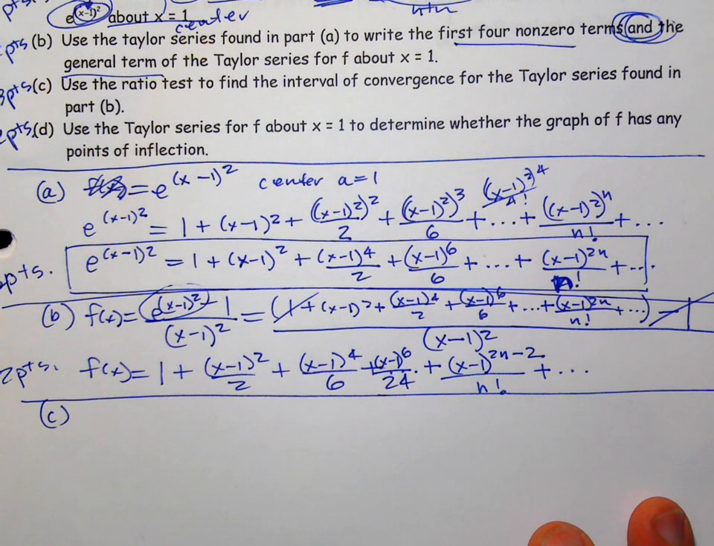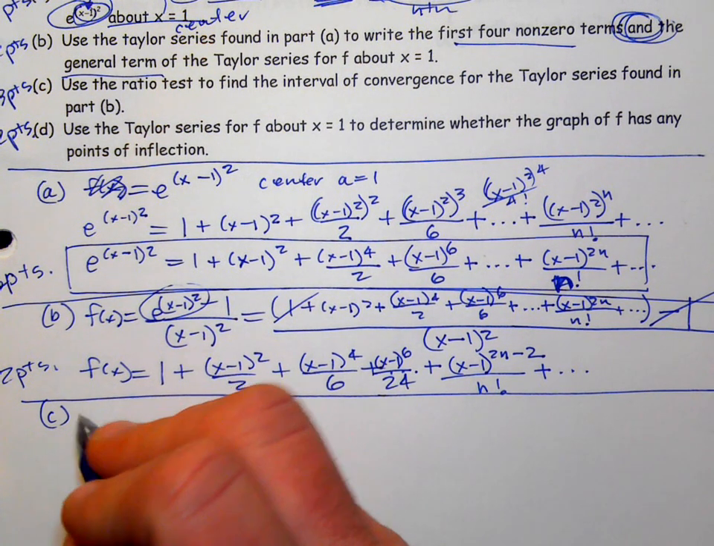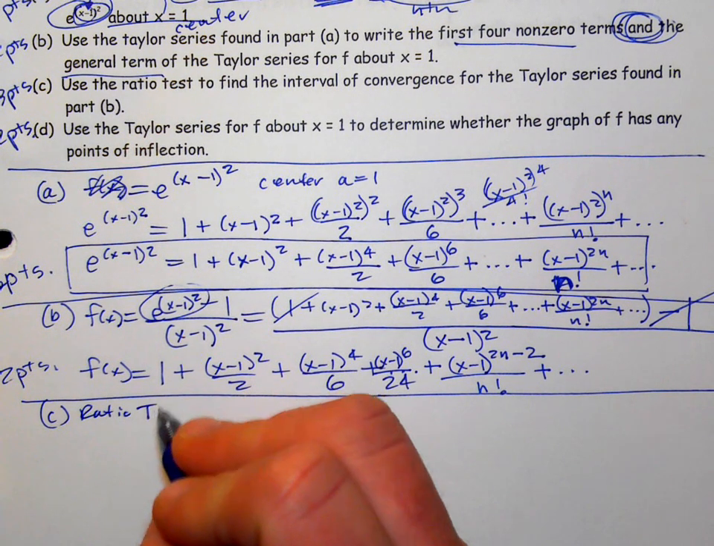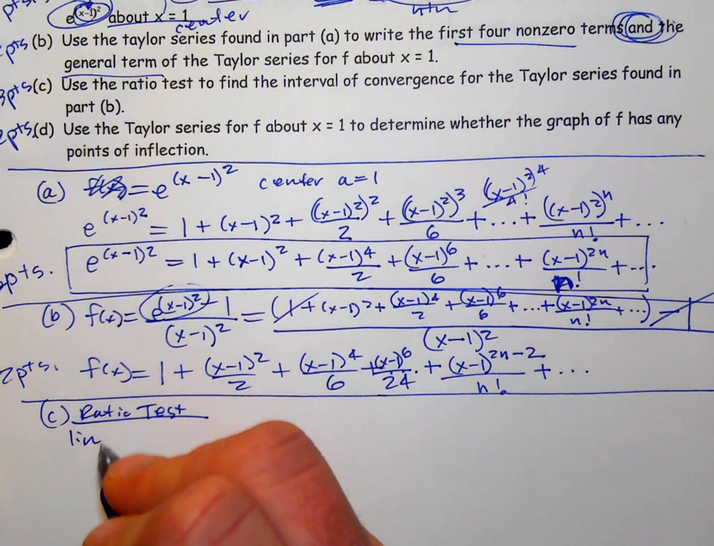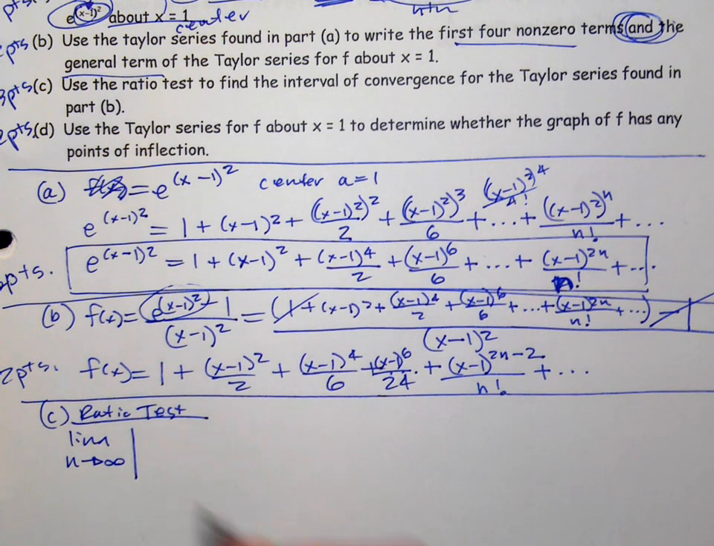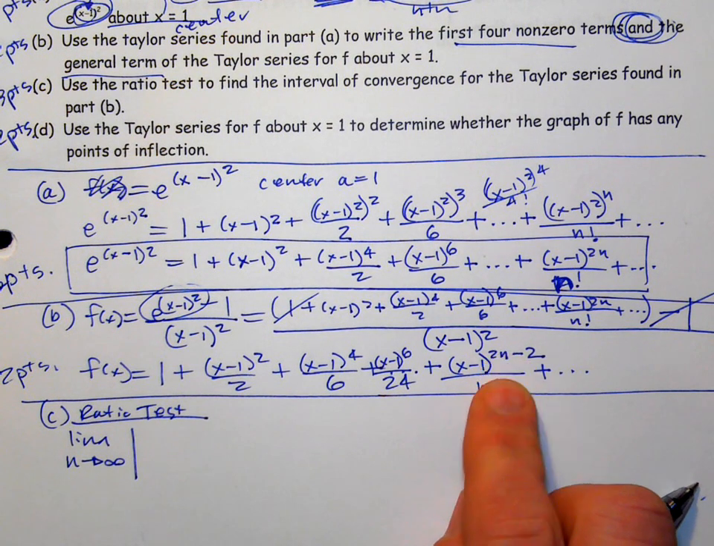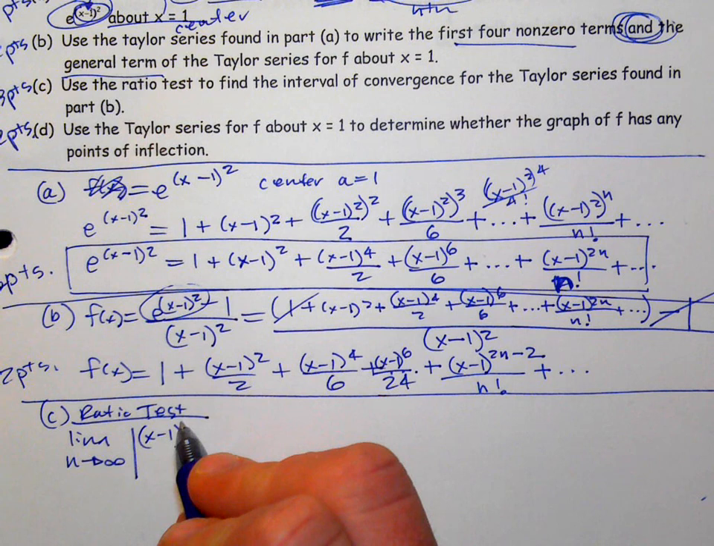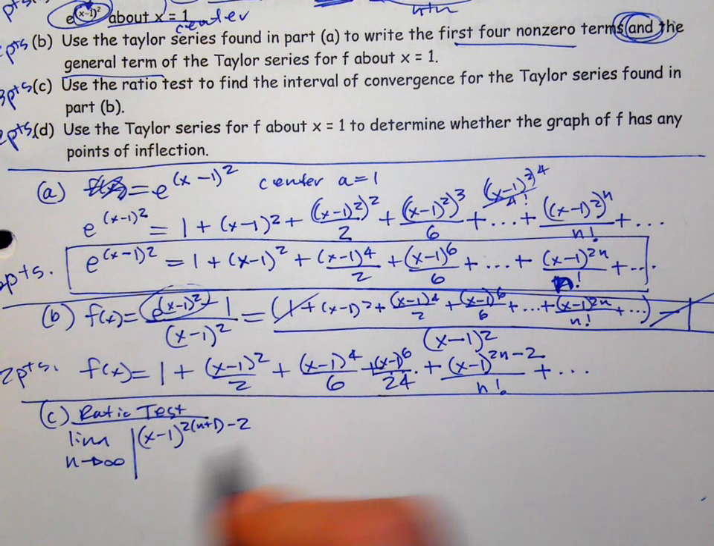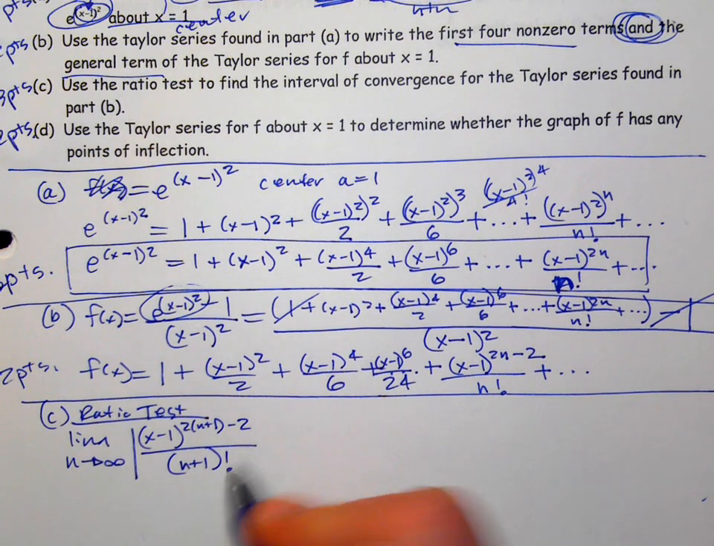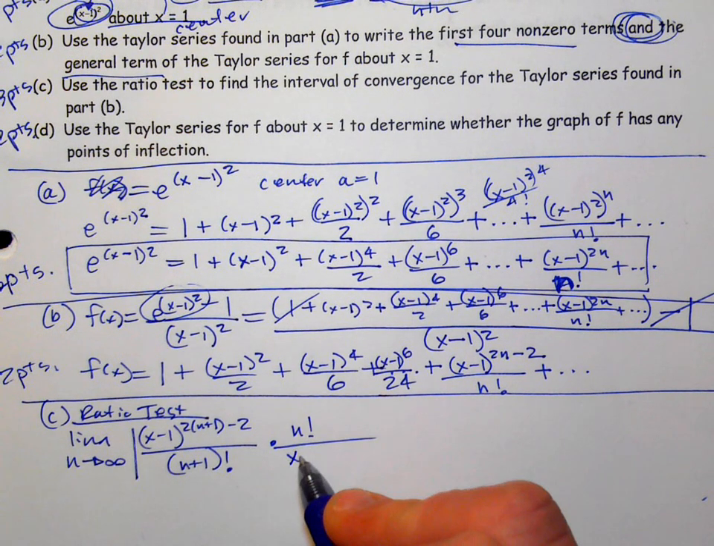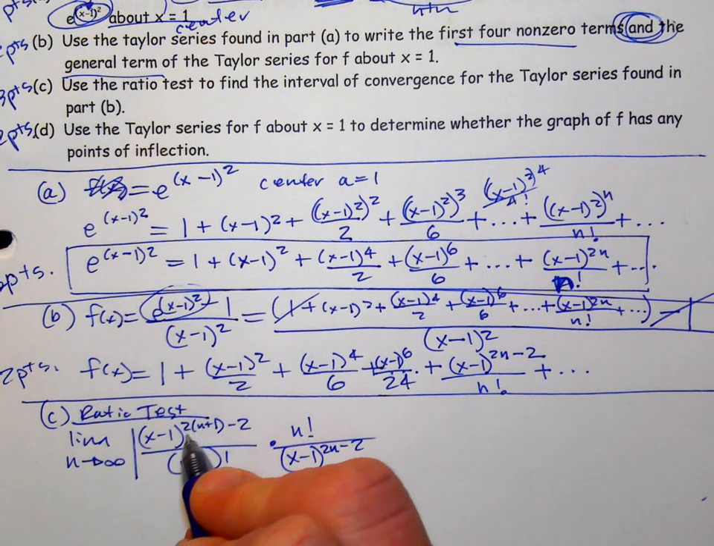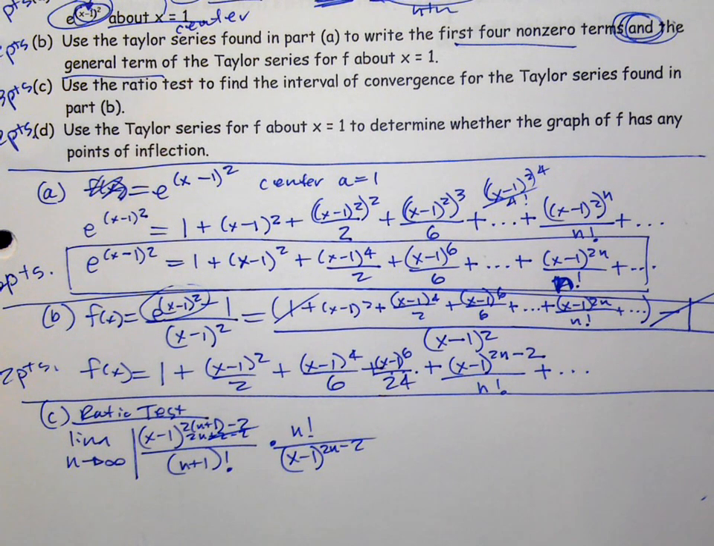Okay, C. Use the ratio test to find the interval of convergence for the Taylor series found in part B. So that in itself isn't that crazy. Use the ratio test to find the interval of convergence, the limit as n goes to infinity, the absolute value of the Taylor series found in part B. So there's our general term right there. So we're going to use that. (X minus 1) to the 2(n plus 1) minus 2 over (n plus 1) factorial divided by the nth term. Now this is going to be 2n plus 2 minus 2. So it's going to be 2n.